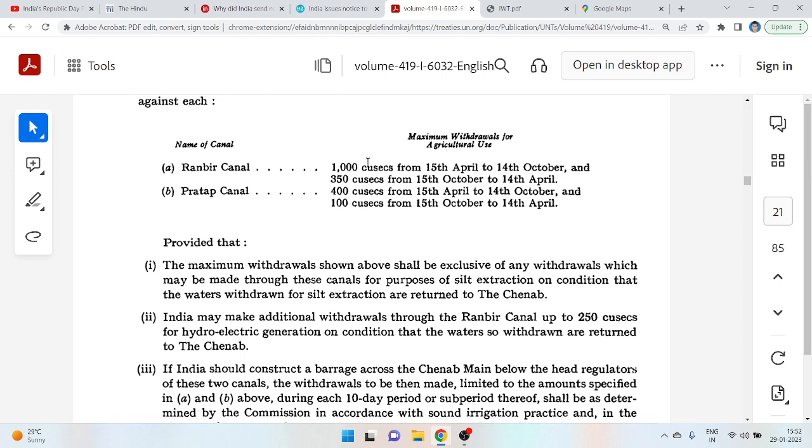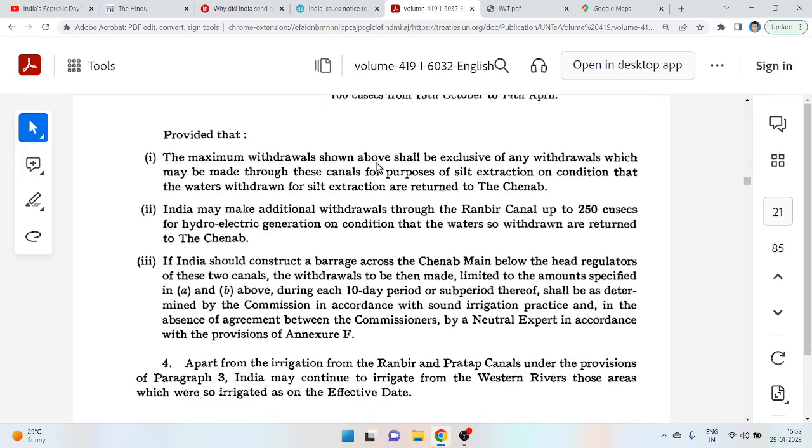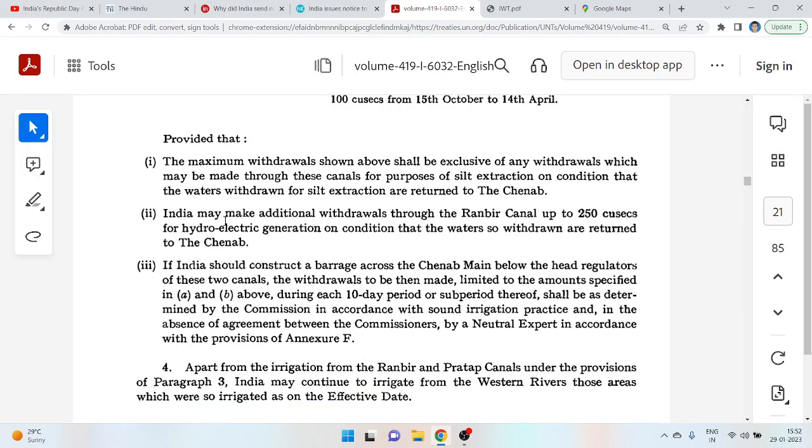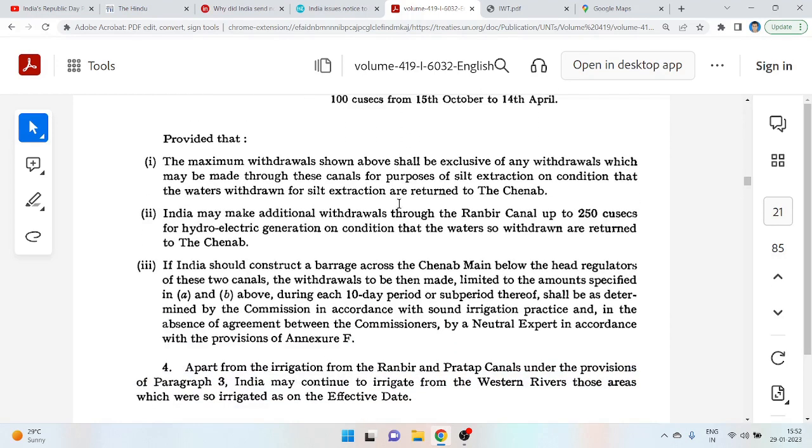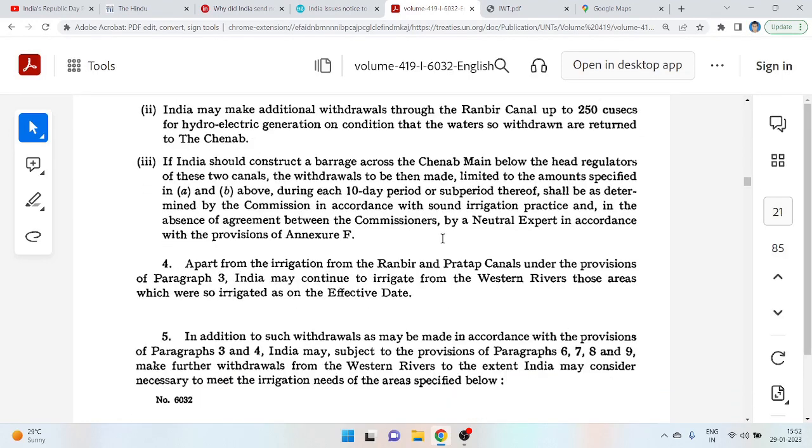Okay, then India may make additional withdrawals through the Ranbir canal up to 250 cusecs for hydroelectric generation on condition that the water so withdrawn is returned to the Chenab. So from Ranbir canal an extra 250 cusecs can be used for generation of hydroelectric power, but the water will be returned back to the Chenab river. Okay.